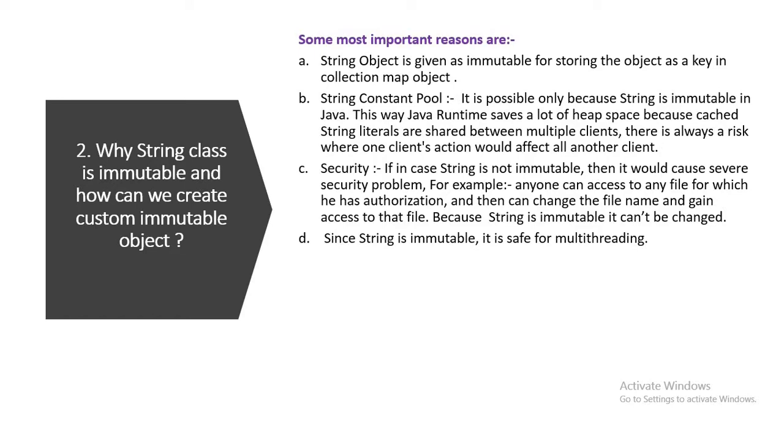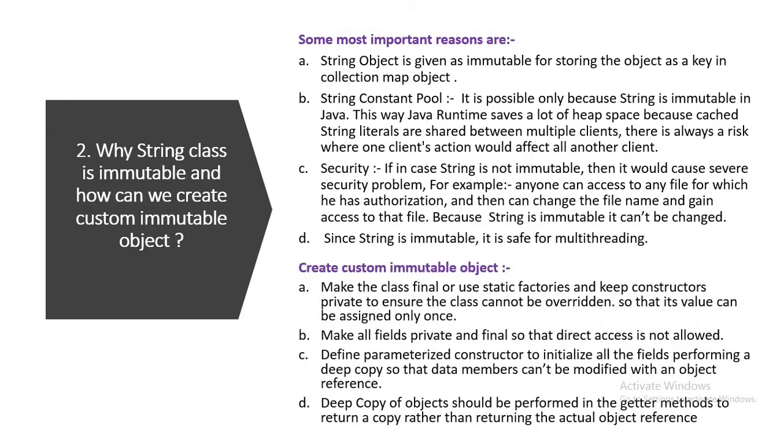The next point is that since String is immutable, it is safe for multi-threading. We can avoid synchronization issues in Java as it can be shared between multiple threads. Next, we'll see how we can create custom immutable objects. Here are some points for creating a custom immutable object.